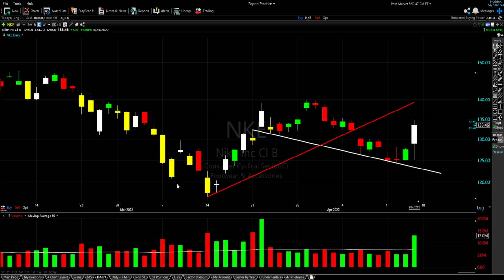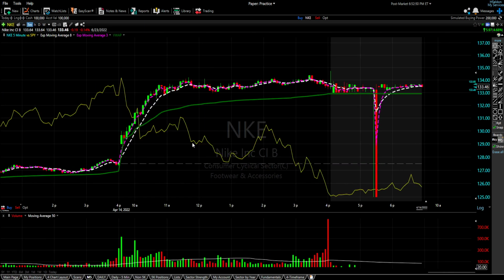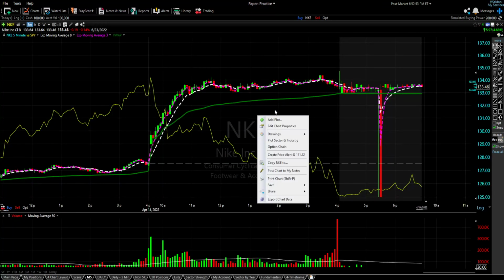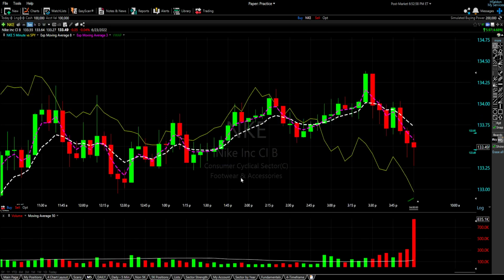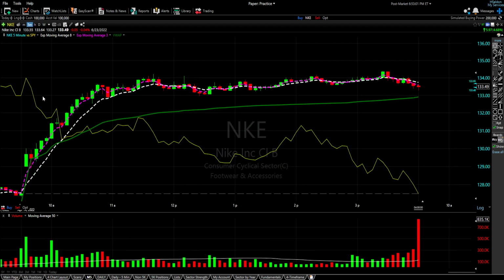Let's take a look at what Nike did. We will get rid of the after hours. Okay, here's Nike today. Amazing relative strength in the stock, right? It starts out and just screams up off of really good analyst news. The market is getting smacked down. Nike doesn't care. Nike keeps going. Now it settles in right around here. Why does it settle in right around there?